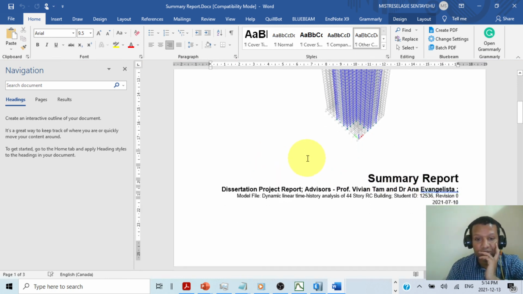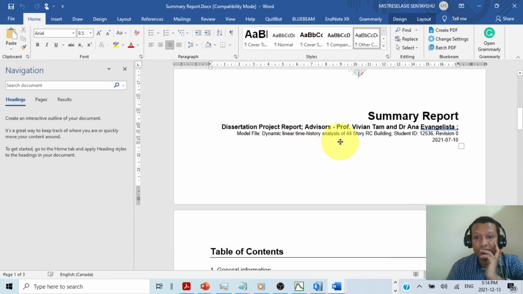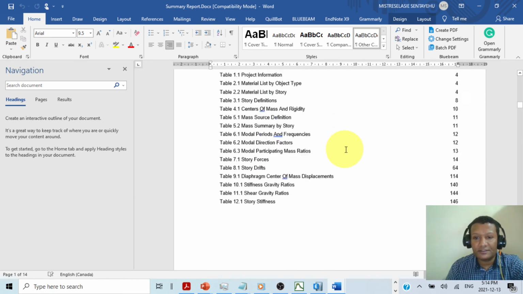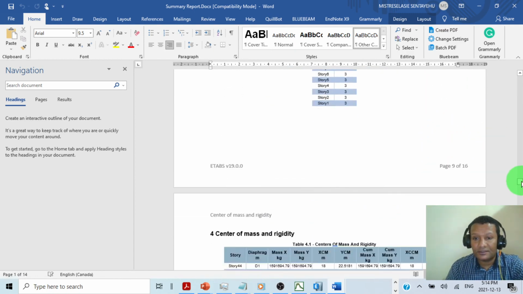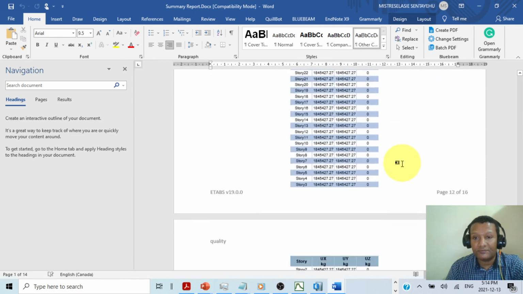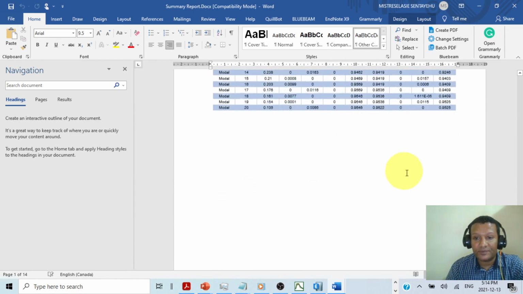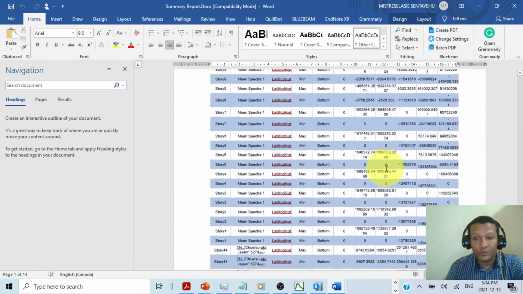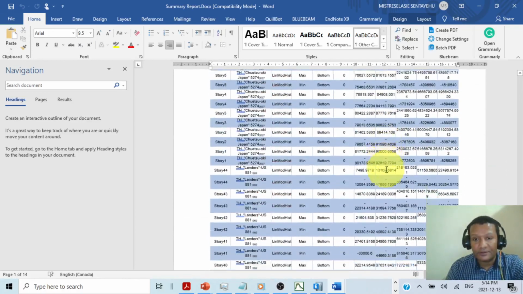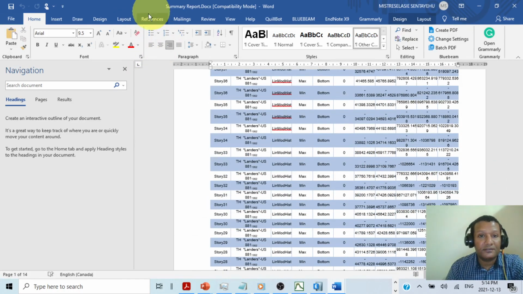This is the summary report, the dissertation project report. This was extracted here. Dr. Anna Evangelista and Professor Vivian were here. So everything is here. Everything we consider for this report was generated like this. In this way we can have a full report of the design. I think, just to see, for all the buildings we have the extracted original reports.